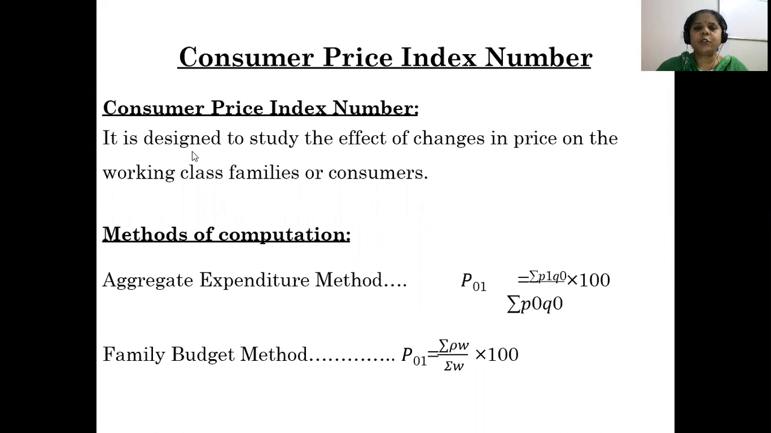So what is meant by consumer price index number is consumer price index. It is designed to study the effect of changes in price on the working class families or consumers. Here the consumer is the person who consumes the product. It is designed to study the effect of changes in price on the working class over a period of time.